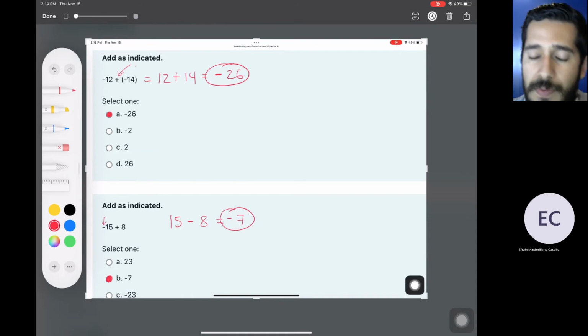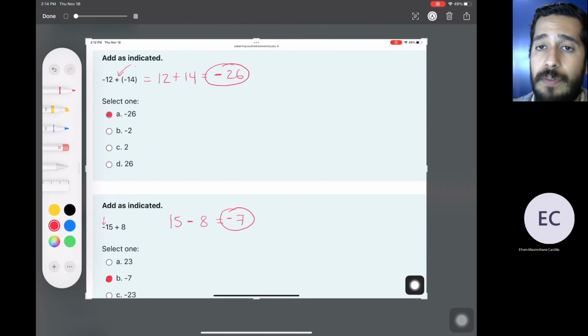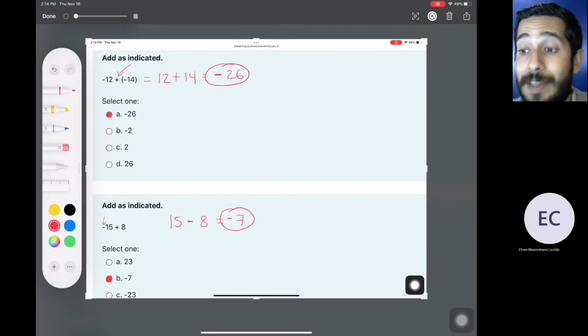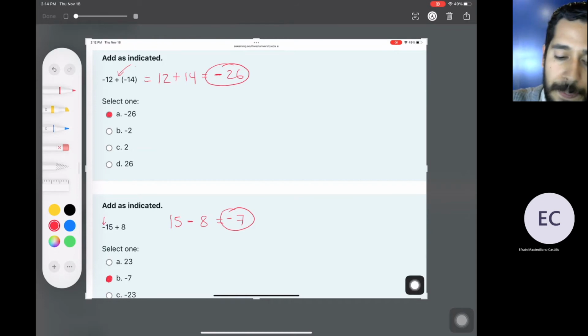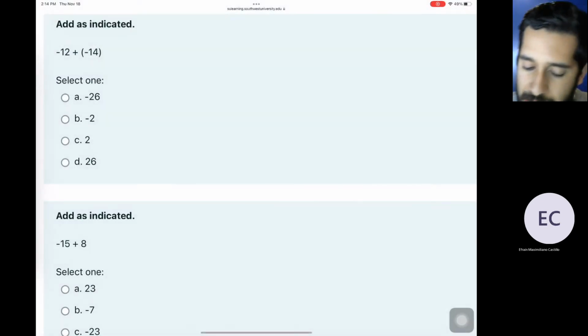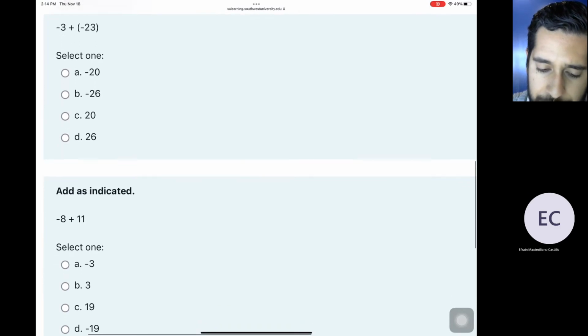Okay, two different rules: for two numbers that have the same sign, and for two numbers that have different signs. For two numbers that have the same sign, you have to add them up, and then give them the common sign. And for two numbers with different signs, you have to subtract them and give them the sign of the largest number. Okay, so let's see some more examples.